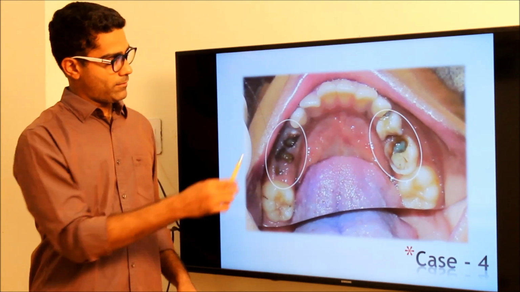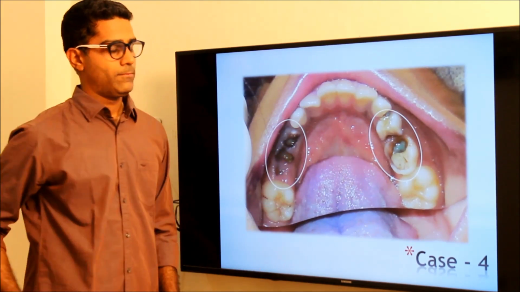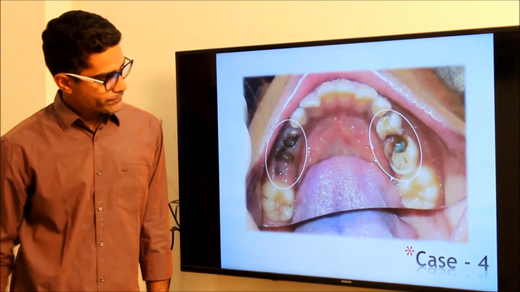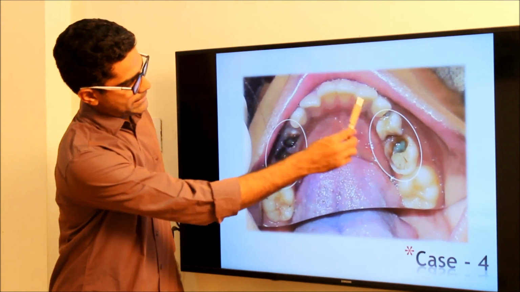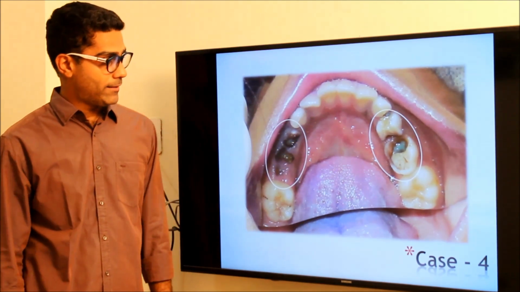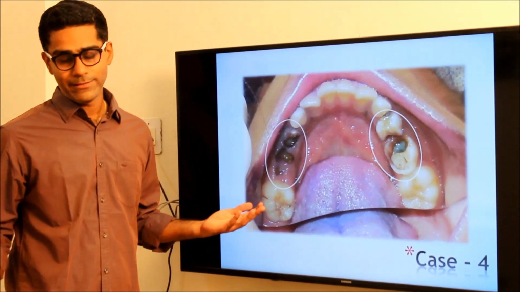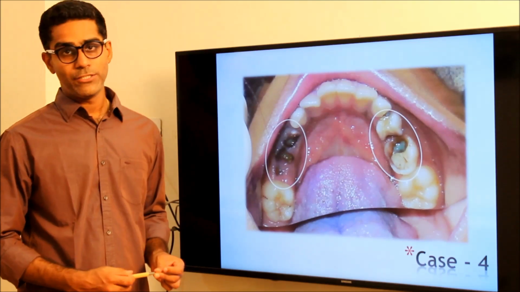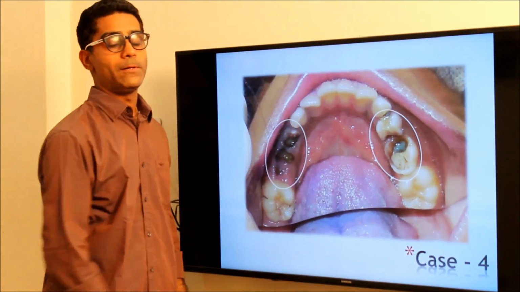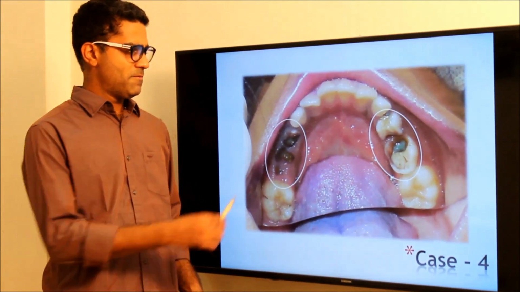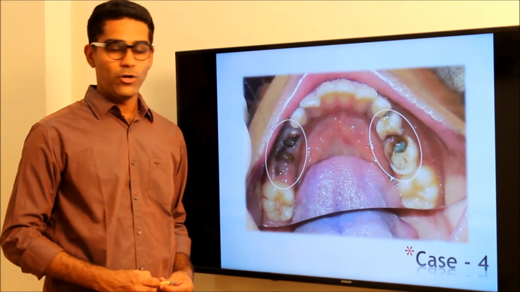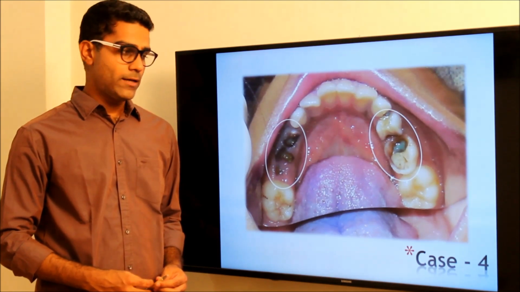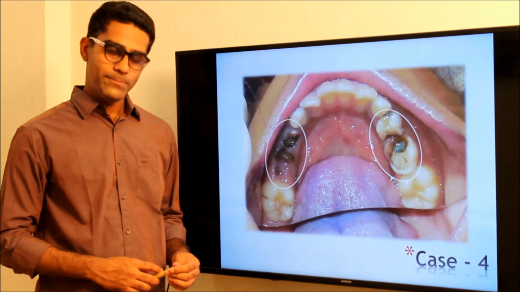Case 4, bilateral loss of multiple molars. Permanent molar has erupted. Incisors are yet primary. So, and it's a mandibular arch. So my options are lingual arch. No, you can't give a lingual arch till the permanent incisors are erupted. Bilateral long band and loops are not very stable. So I think it's a case for a removable functional space maintainer.